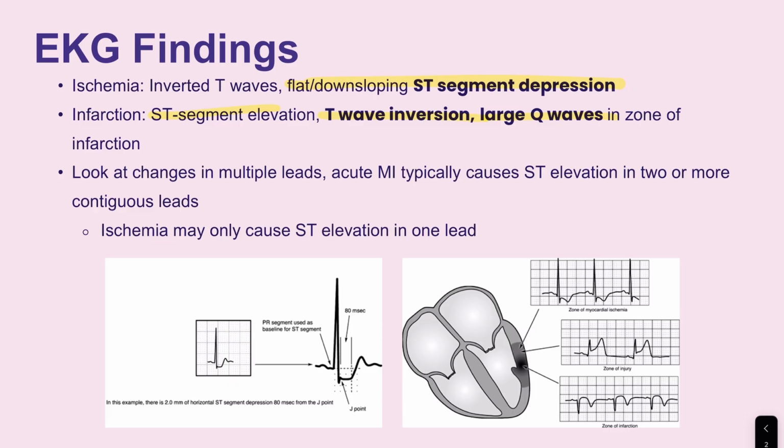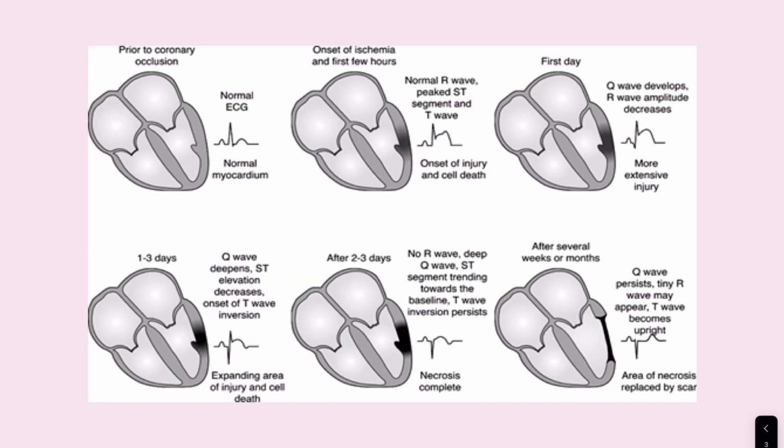And so if you were looking at this picture and we only see ST elevation in one lead and it's not in the other leads that we would expect it to be paired with, then we might be thinking this is ischemia rather than infarction. And so we need to use all of this information and this complete picture to really help our understanding of what is going on inside the heart.